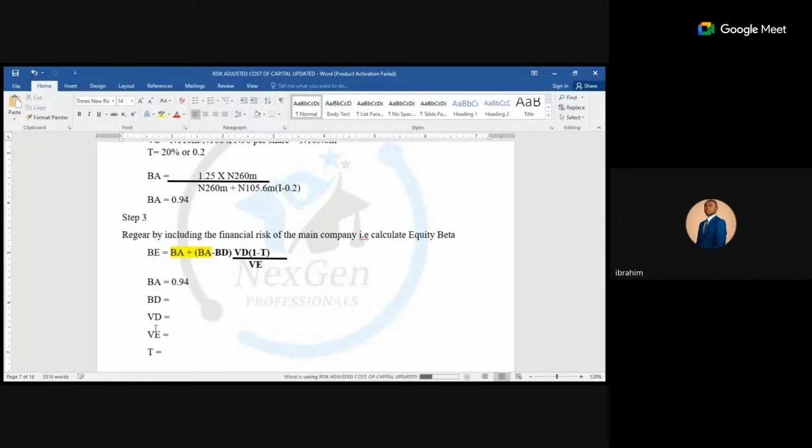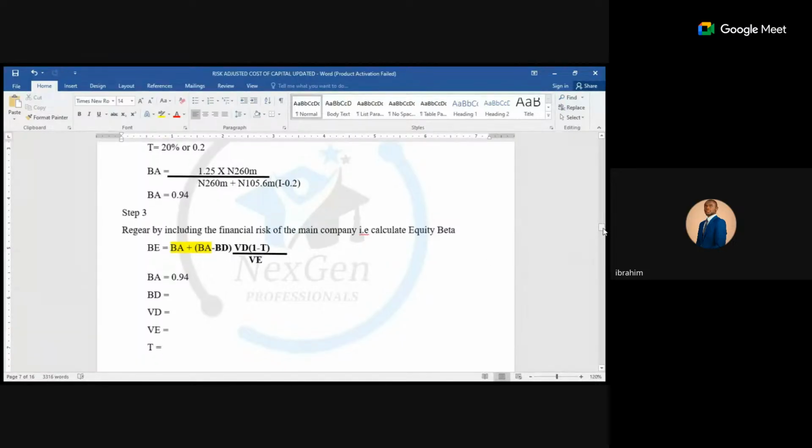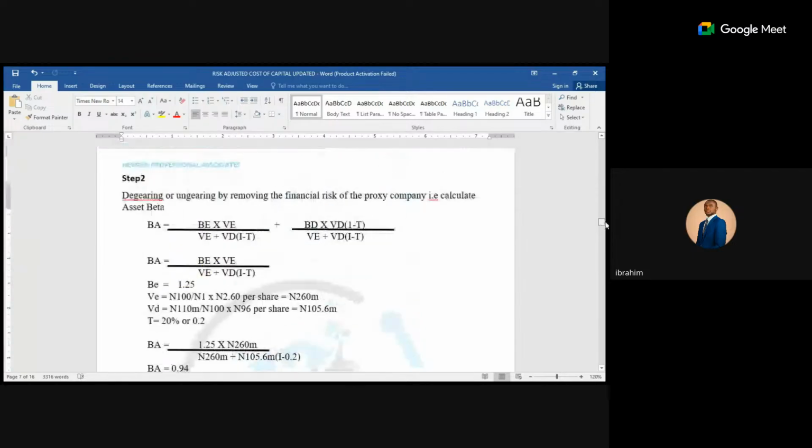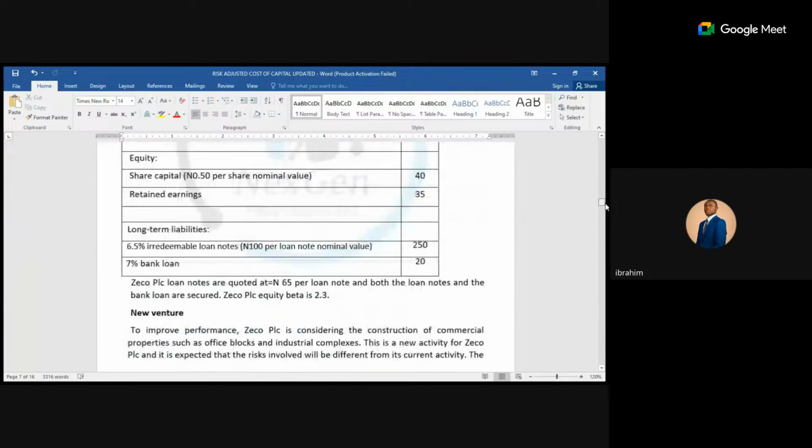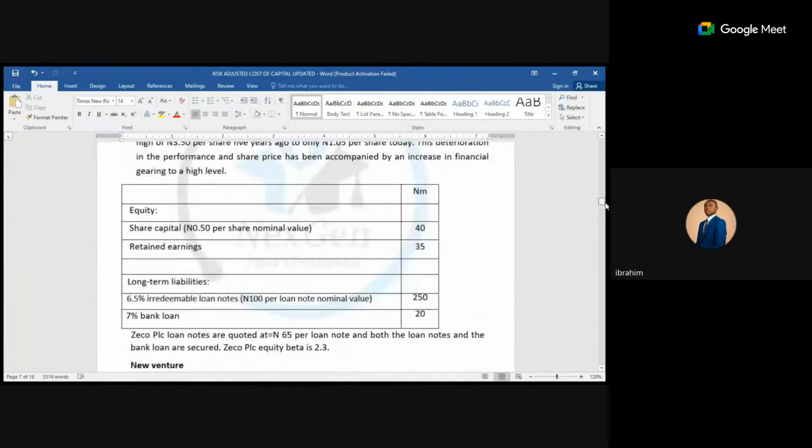Now, what did you notice in this question, class, about the value of debt and value of equity? Hello, am I the only one in this class? No, sir, we are together. The value of debt and value of equity are the same. No, that is not it.